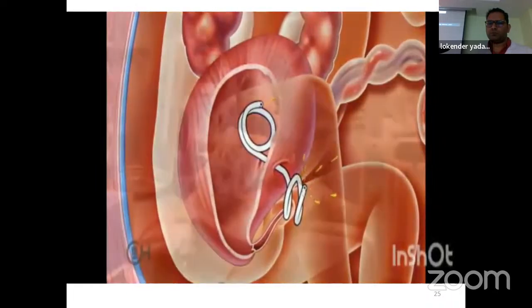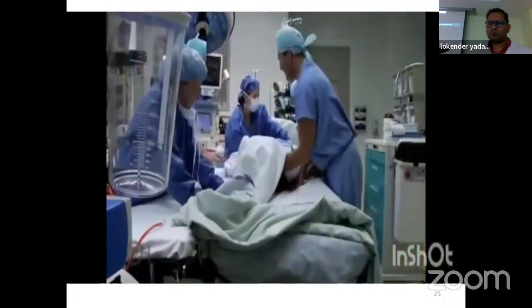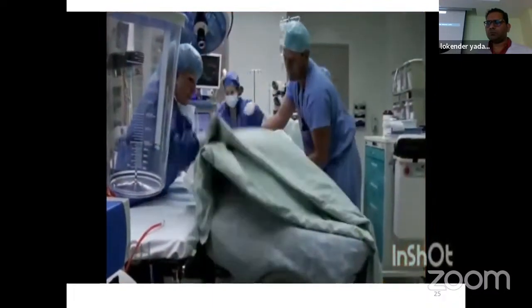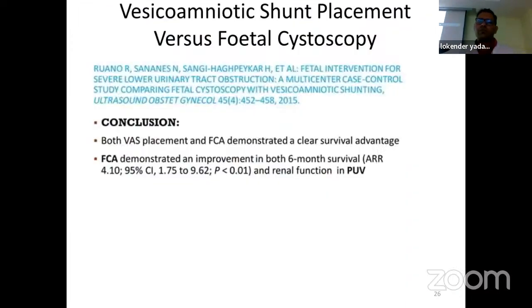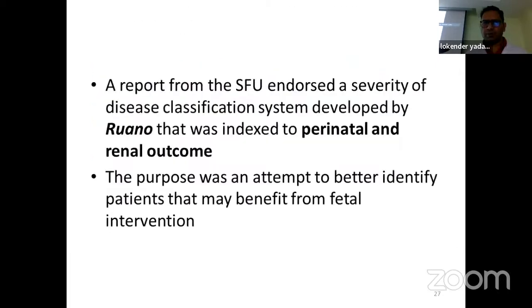After the shunt is placed, the mom comes out to her room on the special delivery unit where we watch her. So, vesicoamniotic shunt versus fetal cystoscopy. In conclusion, both vesicoamniotic shunt placement and fetal cystoscopic surgery demonstrated a clear survival advantage. However, fetal cystoscopic ablation demonstrated an improvement in both 6-month survival and renal function in posterior urethral valves.